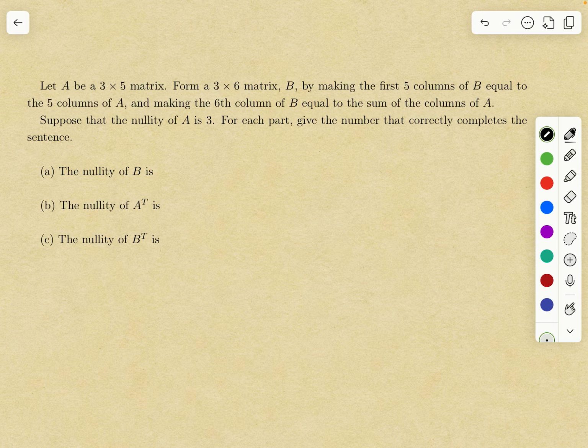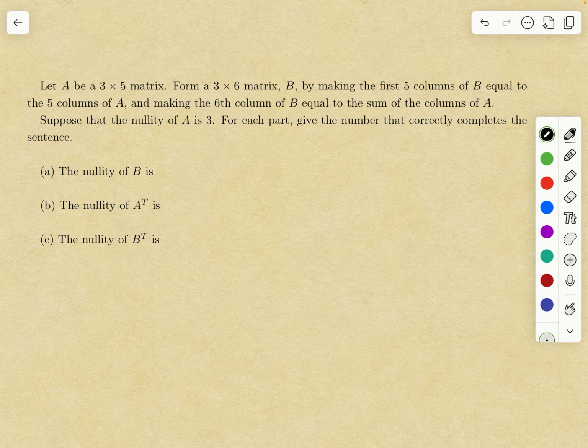For each part, give the number that correctly completes the sentence. Part A asks for the nullity of B, part B is the nullity of A transpose, and part C is the nullity of B transpose. So take a moment and try to answer this question.